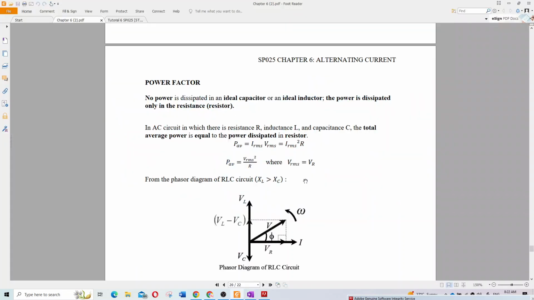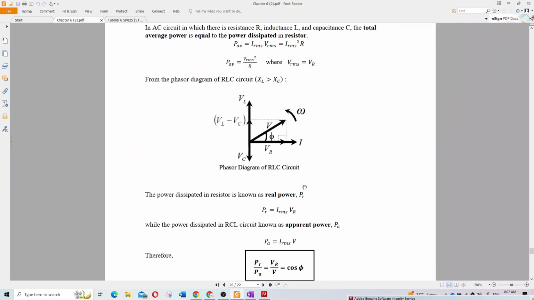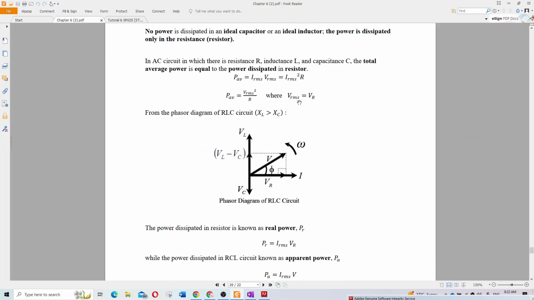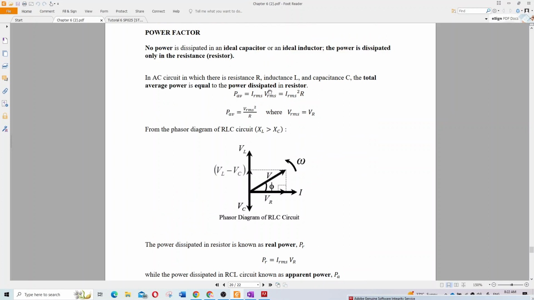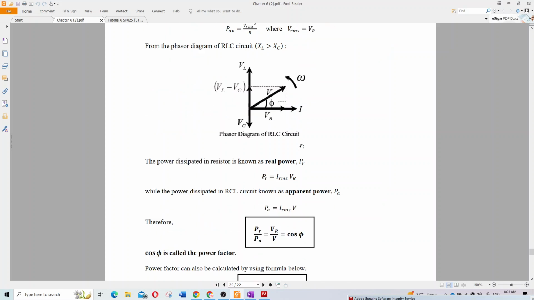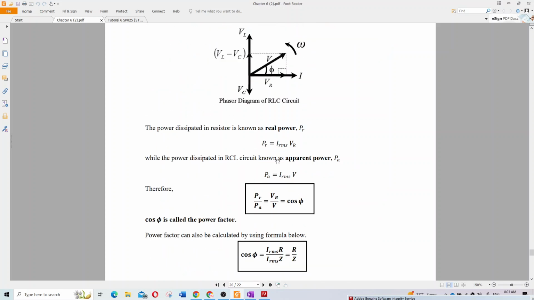Another thing is, actually this term got a little bit wrong. This one is VRMS R actually. Yes, this is VRMS R. So I got it a bit wrong.